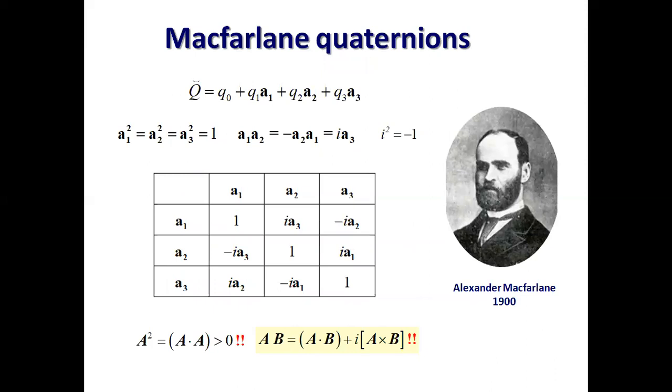A Macfarlane quaternion consists of 2 parts, scalar part and vector part. The basis elements A1, A2, and A3 have specific multiplication and commutation rules. The squares of the A elements are equal to 1. If we multiply A1 by A2, we obtain not A3 as in the Hamilton quaternion algebra, but A3 multiplied by the value I, where I is the imaginary unit.